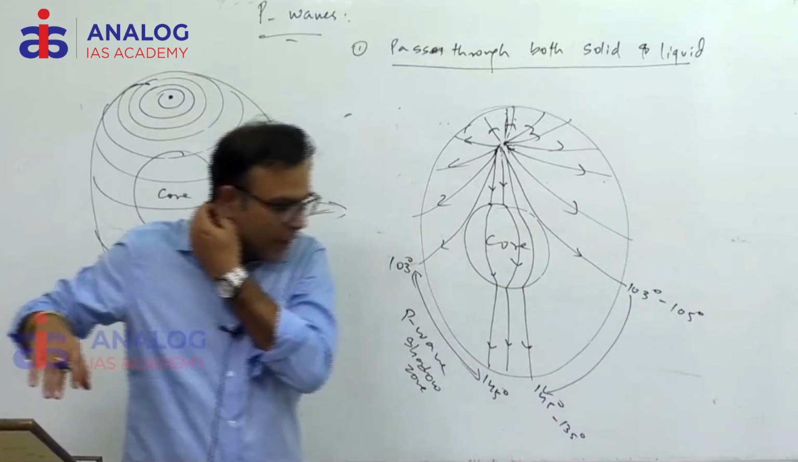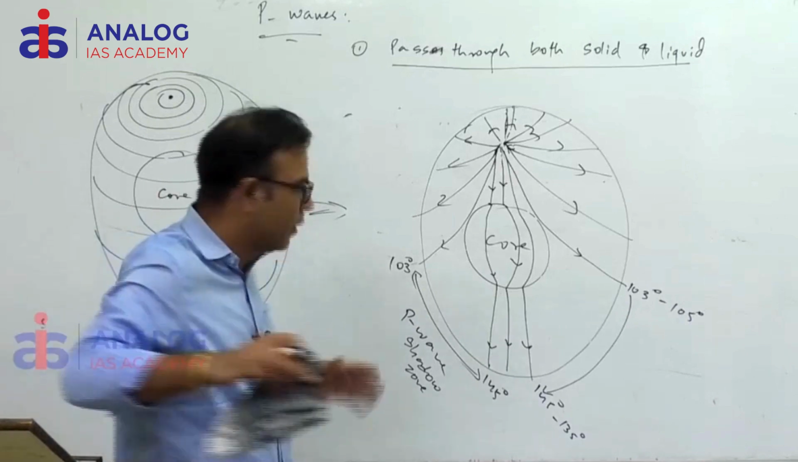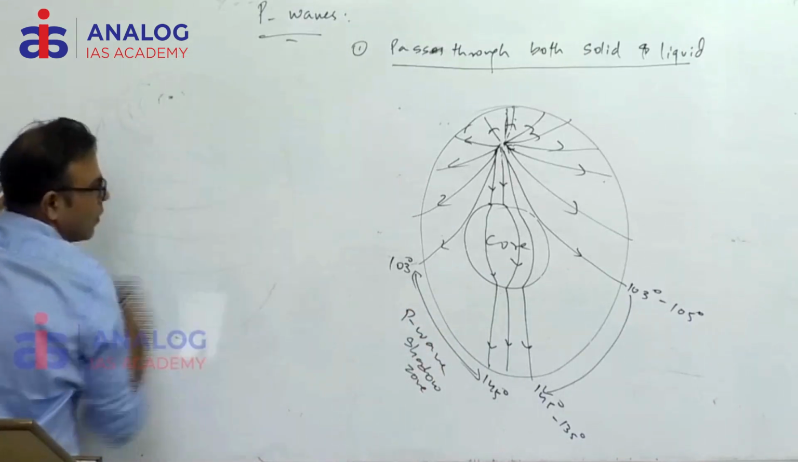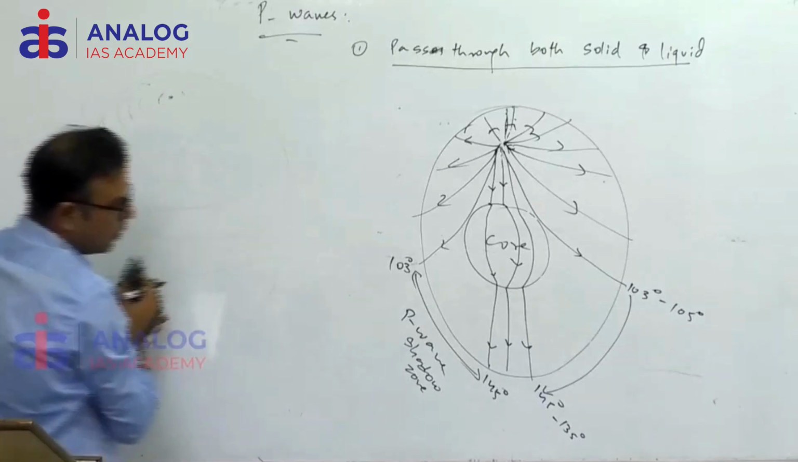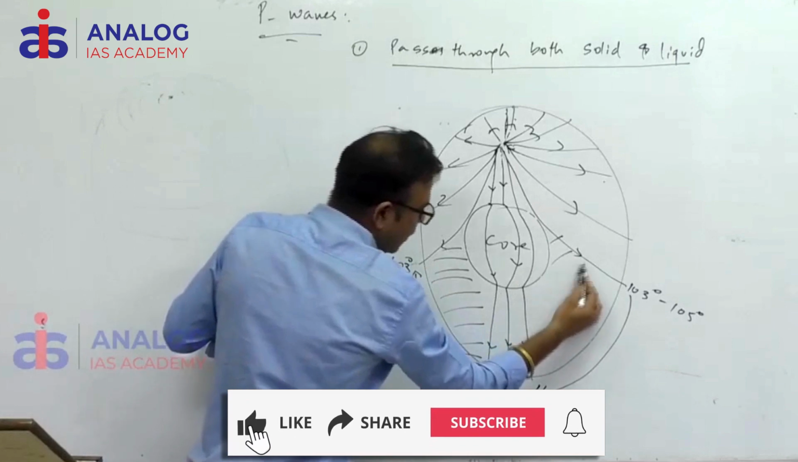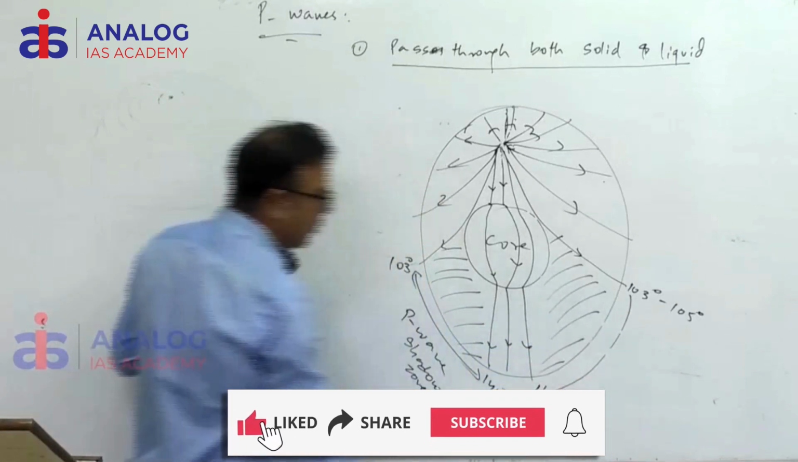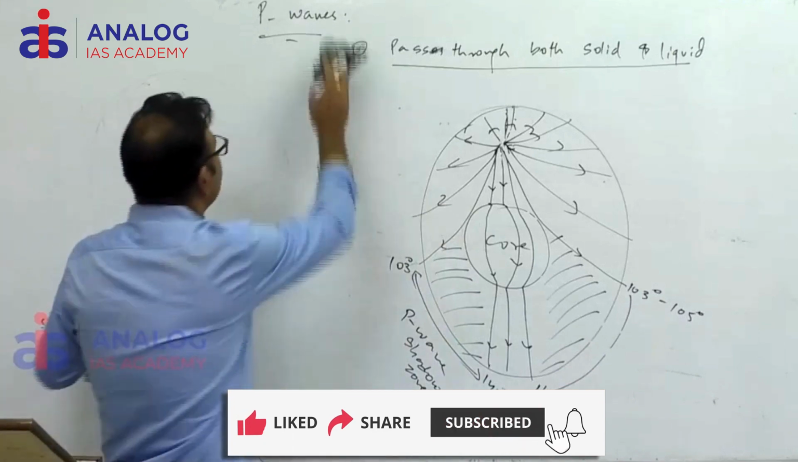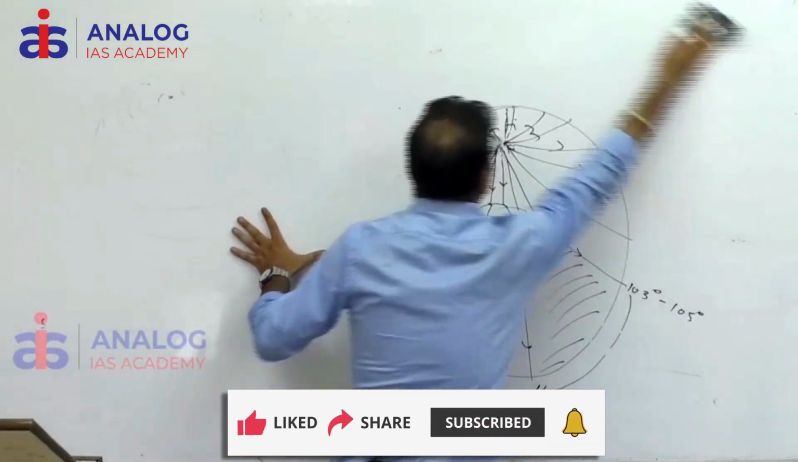Okay. Now come to the second, S wave. The P wave is done. This darker region, I am shading this. This darker region is a shadow zone. Now coming to S wave.